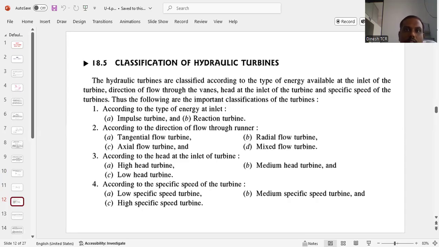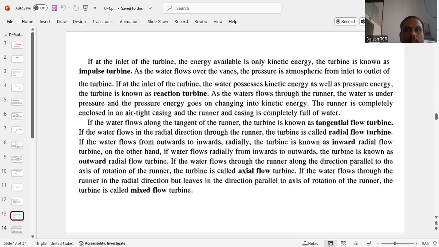According to the head available at the inlet of the turbine, it is a high head turbine, low head turbine, or medium head turbine. According to the specific speed of the turbine, we classify it as a low specific speed turbine, medium specific speed turbine, or high specific speed turbine.